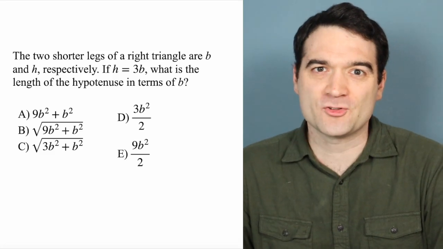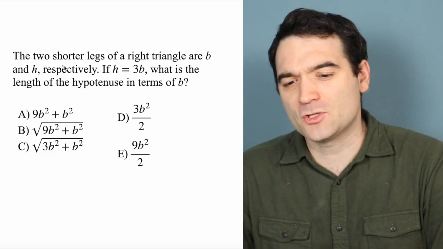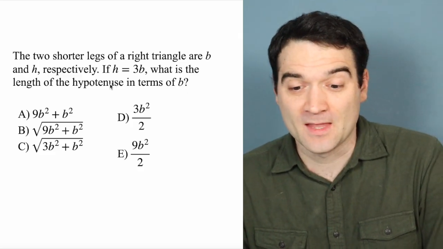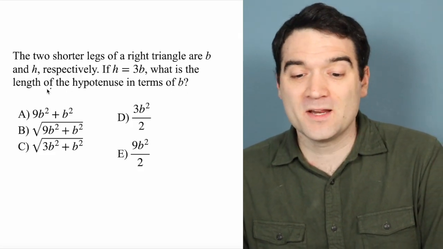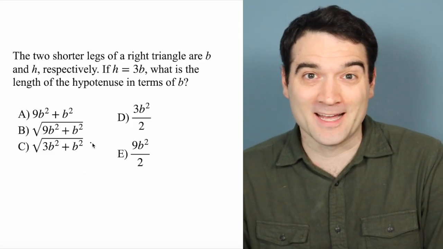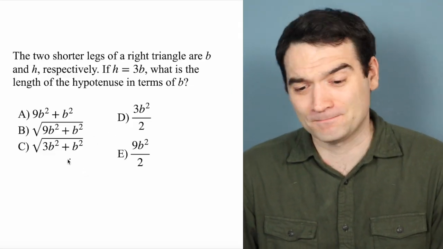Here's a GRE geometry question. Let's take a look. The two shorter legs of a right triangle are B and H, respectively. If H equals 3B, what is the length of the hypotenuse in terms of B? All right, so we got all sorts of fun things going on here.